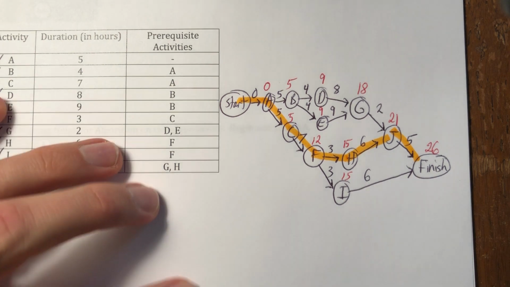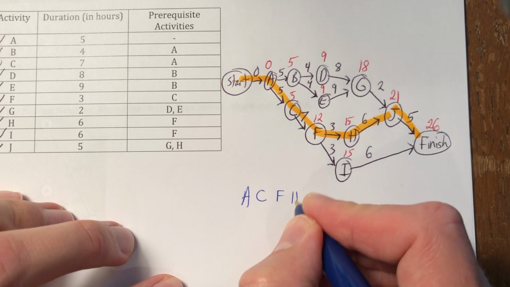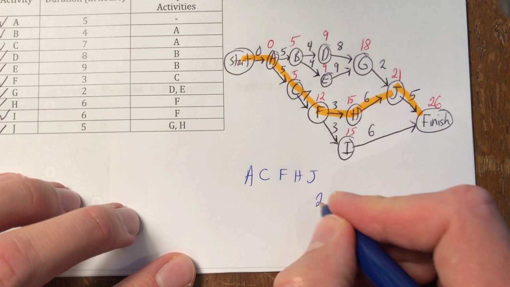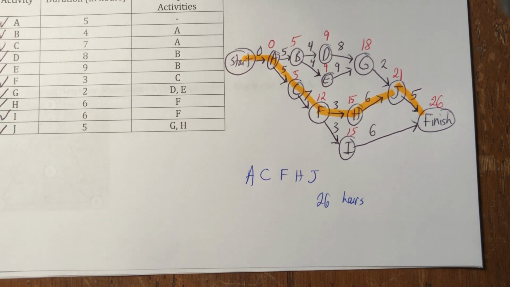Final answer. I will start my activity by doing activity A, then C, then F, H, and J, and it's going to take me 26 hours. So the answer is 26 for both the first problem and the second problem.